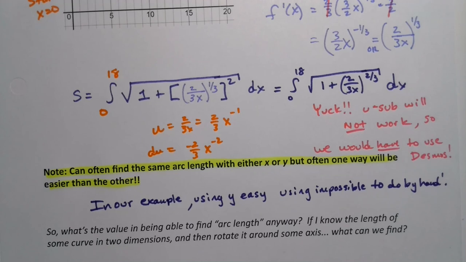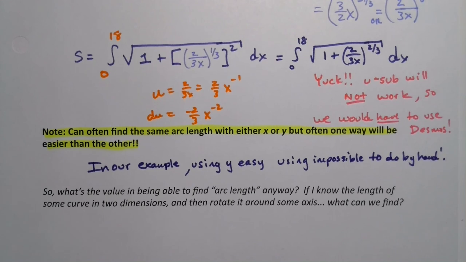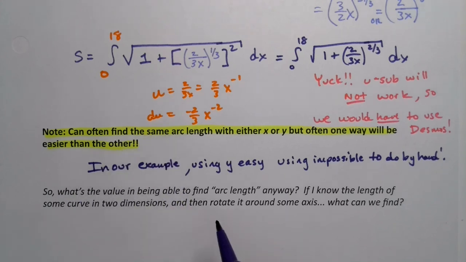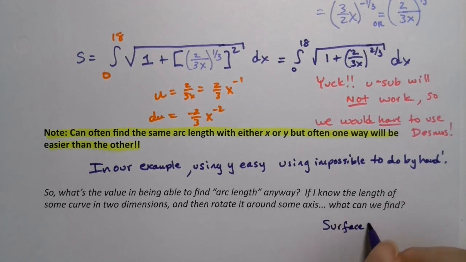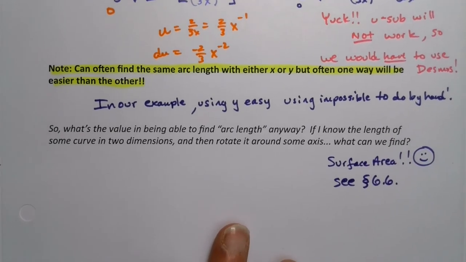Now, it's a reasonable question to ask, where are we going with this? Like, why do we spend so much time with arc length? And the answer is arc length leads to something else, because knowing what the length of an arc is along that curve can help us find something else. But you'll have to wait for 6.6 to find out what that is. I'll give you a hint. It's surface area. But we'll talk about that in the next batch of videos.